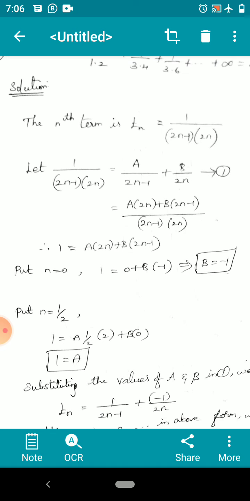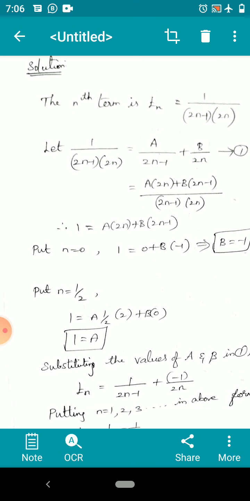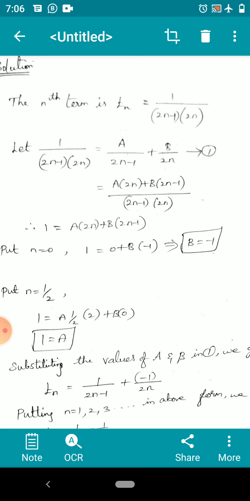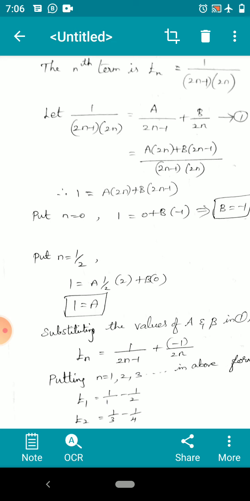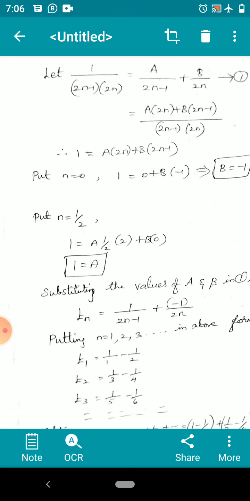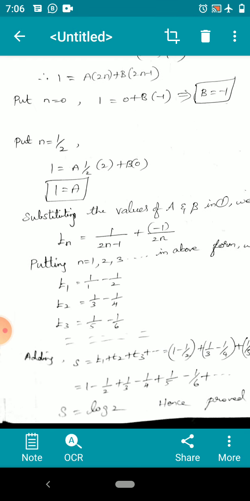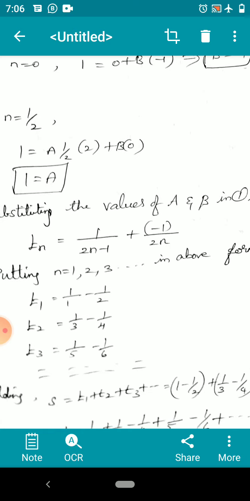So A into 2n plus B into (2n minus 1) divided by (2n minus 1) into 2n. If on both sides we cancel the denominators, we get 1 equal to A into 2n plus B into (2n minus 1). Take that as the first equation and then put n equal to 0. What will happen? B equal to minus 1. Put n equal to 1 by 2, we will get A equal to 1. So substitute the values in the first equation. We are getting Tn equal to 1 by (2n minus 1) plus minus 1 by 2n.